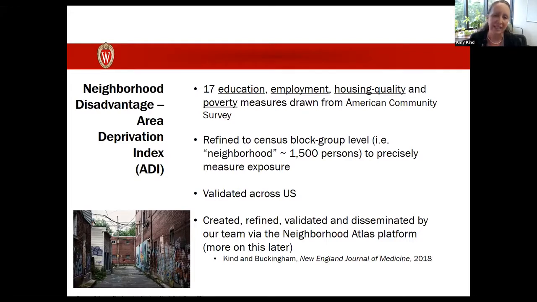We refined this index down to the census block group level, which is about 1,500 persons on a population basis, as determined by the US Census, and it allows us to precisely measure the contextual exposure. This corresponds to similar metrics that have been used in the UK at this geographic level for policy, research, and practice purposes. So it allows us to follow a highly validated model across a large geographic area. We've been validating these across the US, and we've been sharing them through the Neighborhood Atlas platform, which I'll tell you more about in a moment.